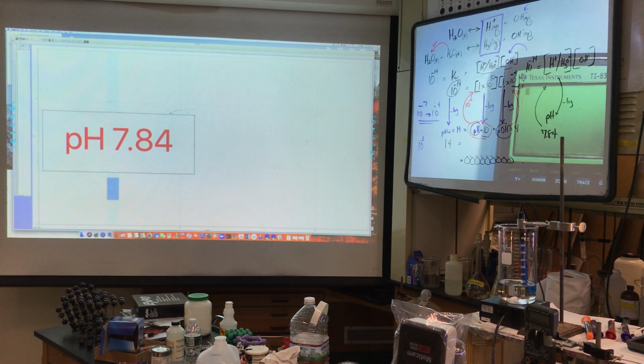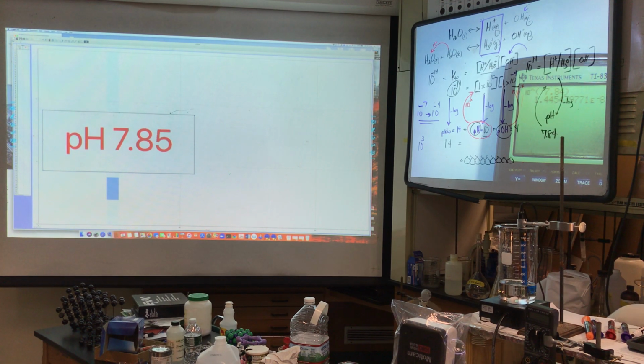Lower right will do. Okay, so I'm gonna take 10 to the negative x. I do second function, 10 to the negative x, it's a caret key you guys love. And I put not 7.84. Remember, I did negative log. I took this negative exponent, whatever it was, and made it positive. I've got to return it back to a negative. So it's 10 to the negative 7.84. Close the parentheses, hit enter.